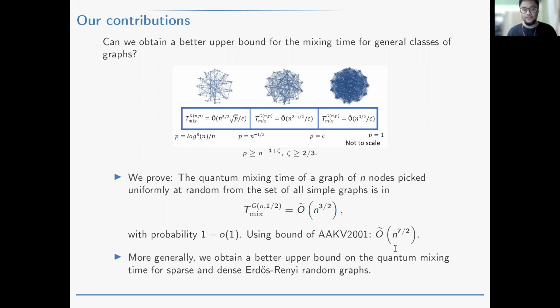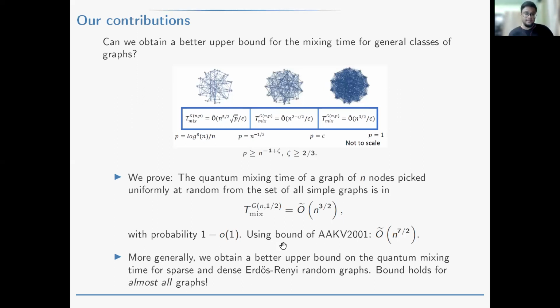For example, if you used the bound of Ambainis, Aharonov, Kempe, Vazirani, you would have gotten a mixing time of n to the 7 over 2. So in that sense, it's a polynomial improvement over the bound that they had gotten. More generally, we obtain a better upper bound on the quantum mixing time for sparse and dense Erdős-Renyi random graphs. I'll now mention what Erdős-Renyi random graphs are.